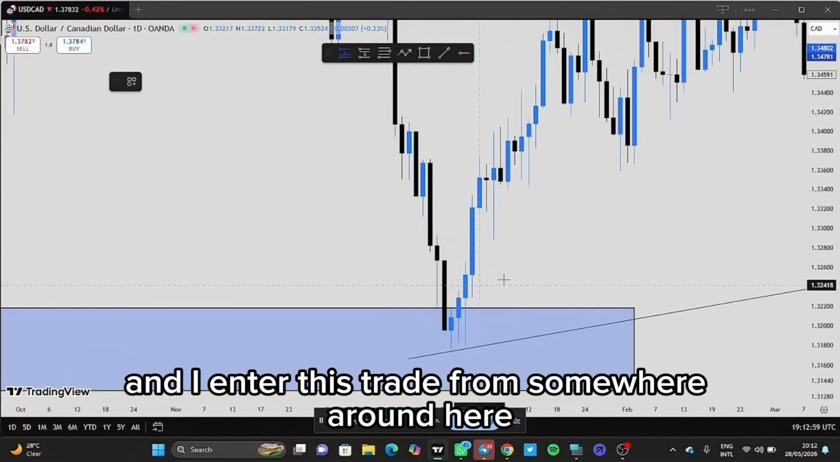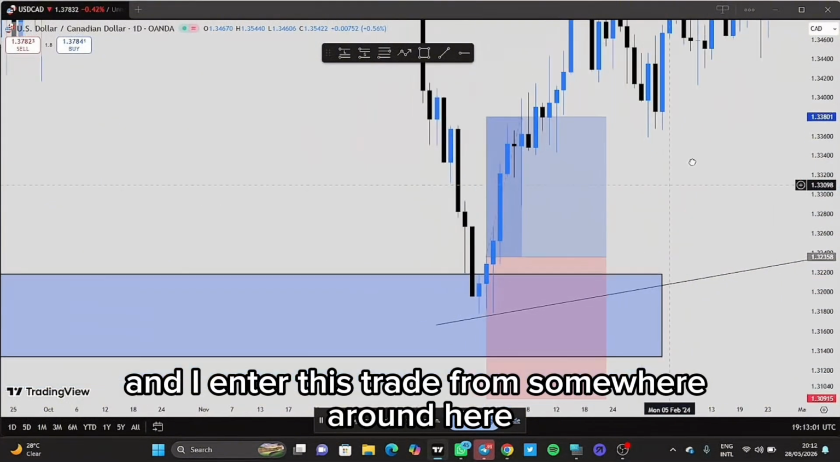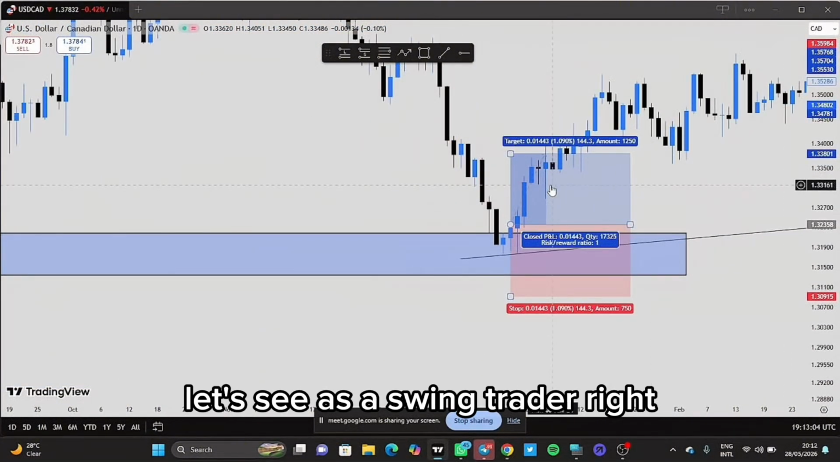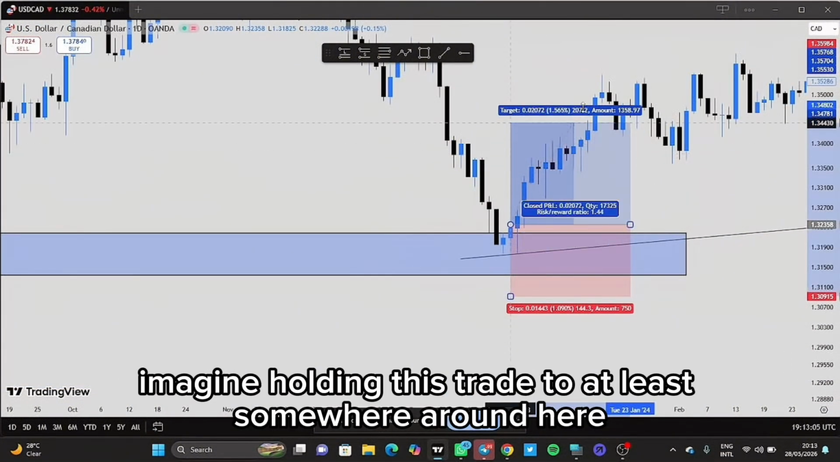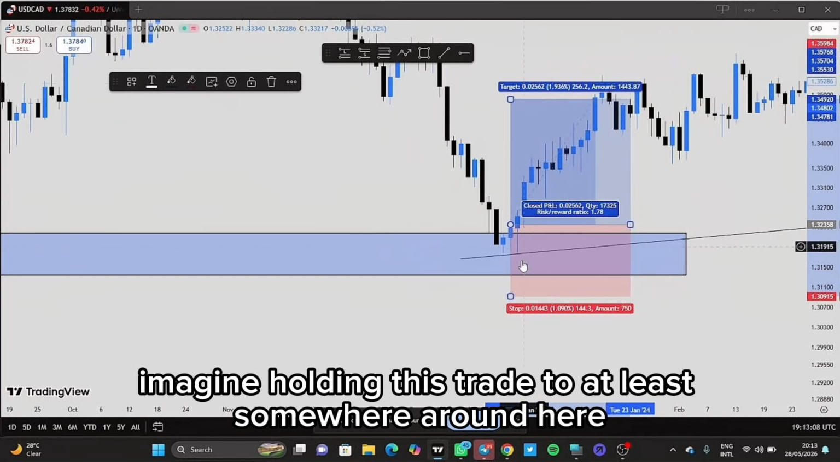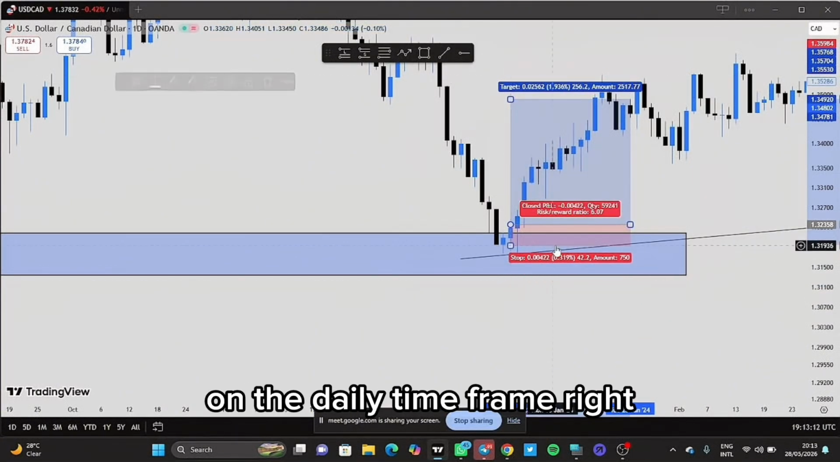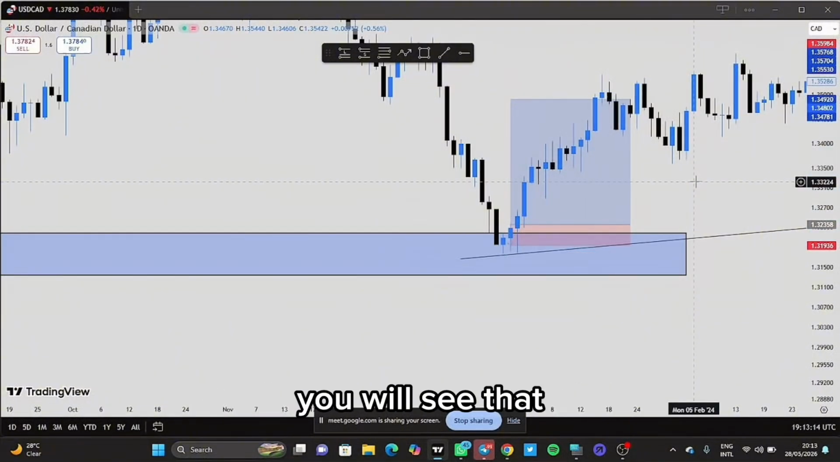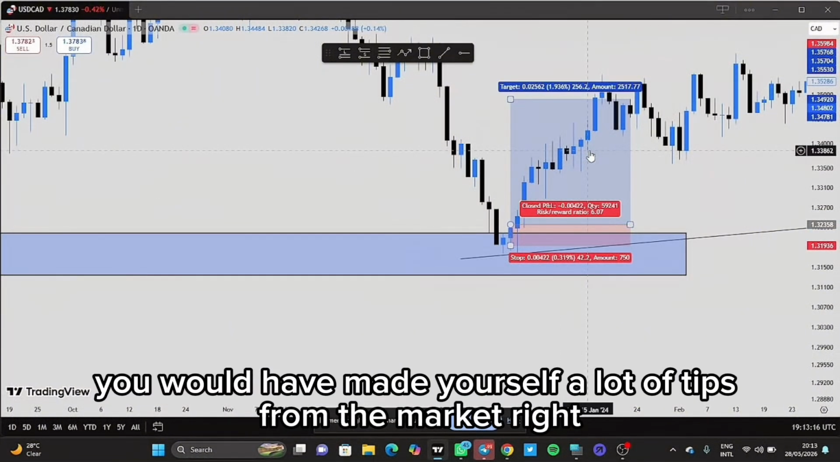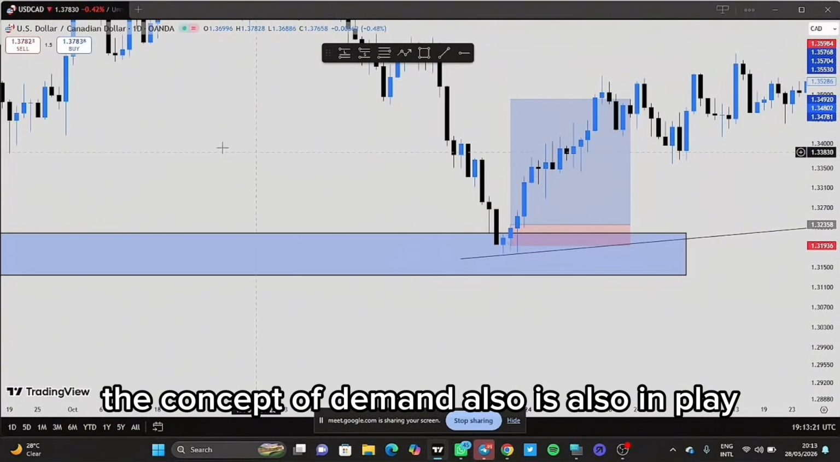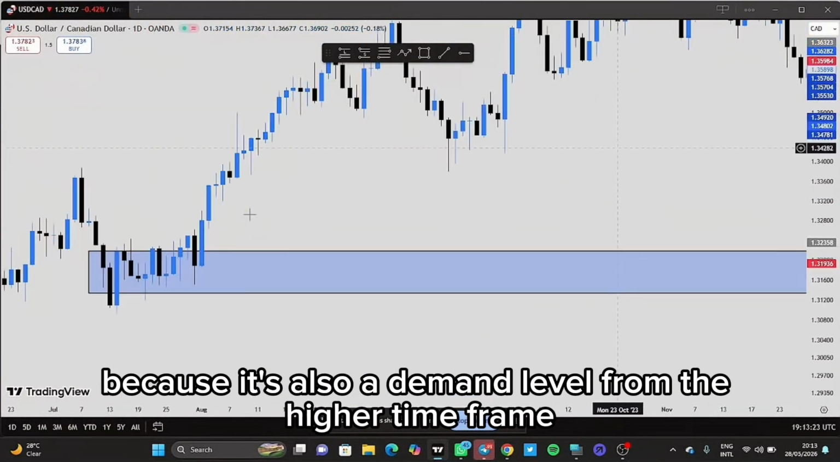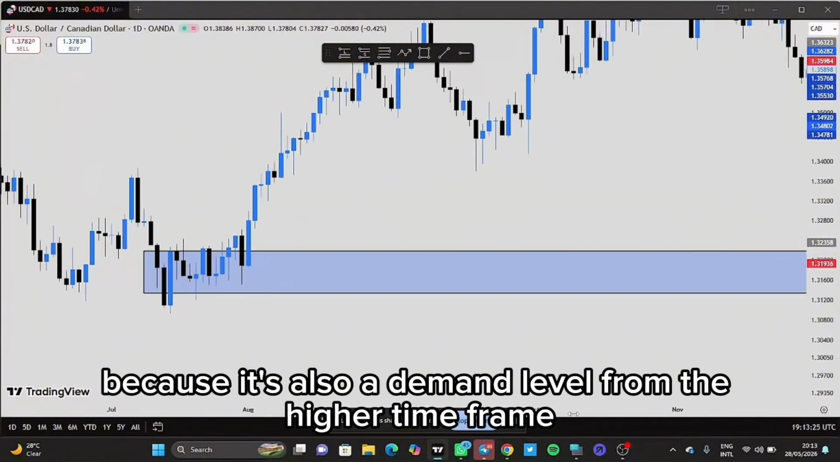And I enter this trade from somewhere around here, let's say as a swing trader. Imagine holding this trade, at least somewhere around here, with the stop loss beneath this zone on the daily time frame. You'll see that you would have made yourself a lot of pips from the market. The concept of demand is also in play because it's also a demand level from the higher time frame.